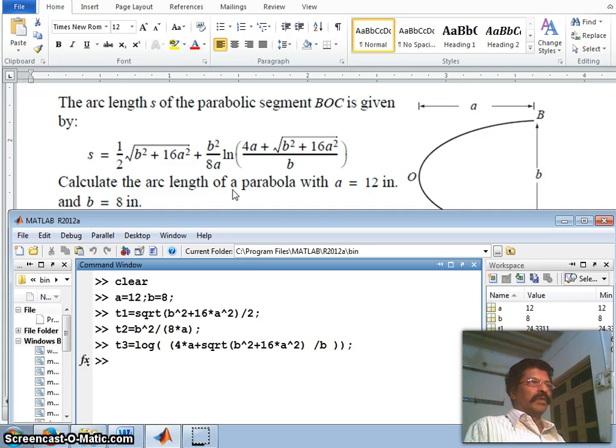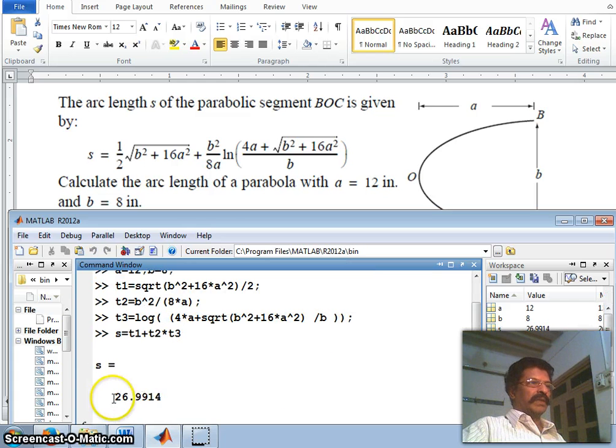Alright, now what we have to do is the value S is equal to T1, the first term, plus the second term T2 multiplied by T3, because T3 consists of the log term. See that these two terms are multiplied. Alright, therefore the length of the arc is equal to 26.9914.